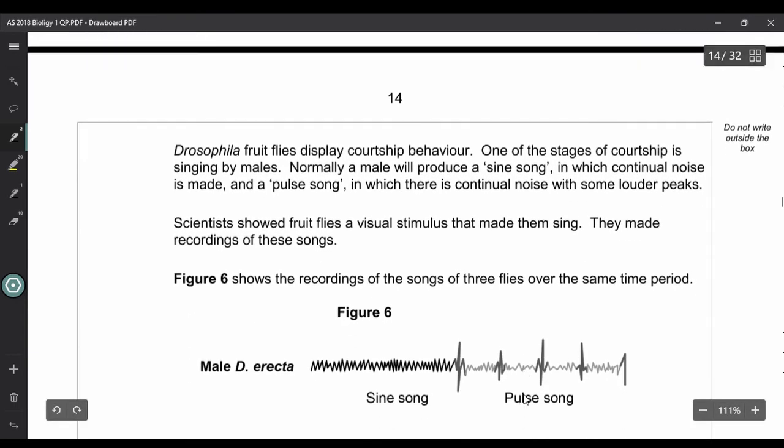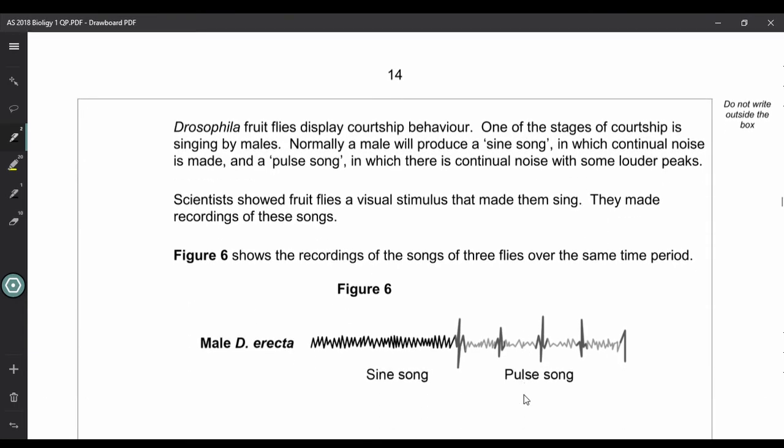So the next part of the question, we're being told that these fruit flies display courtship behaviour. One of the stages of courtship is singing by males. Normally a male will produce a sine song in which a continual noise is made, and a pulse song which is continual noise with some louder peaks. Scientists showed that fruit flies have a visual stimulus that made them sing. They made recordings of the song.